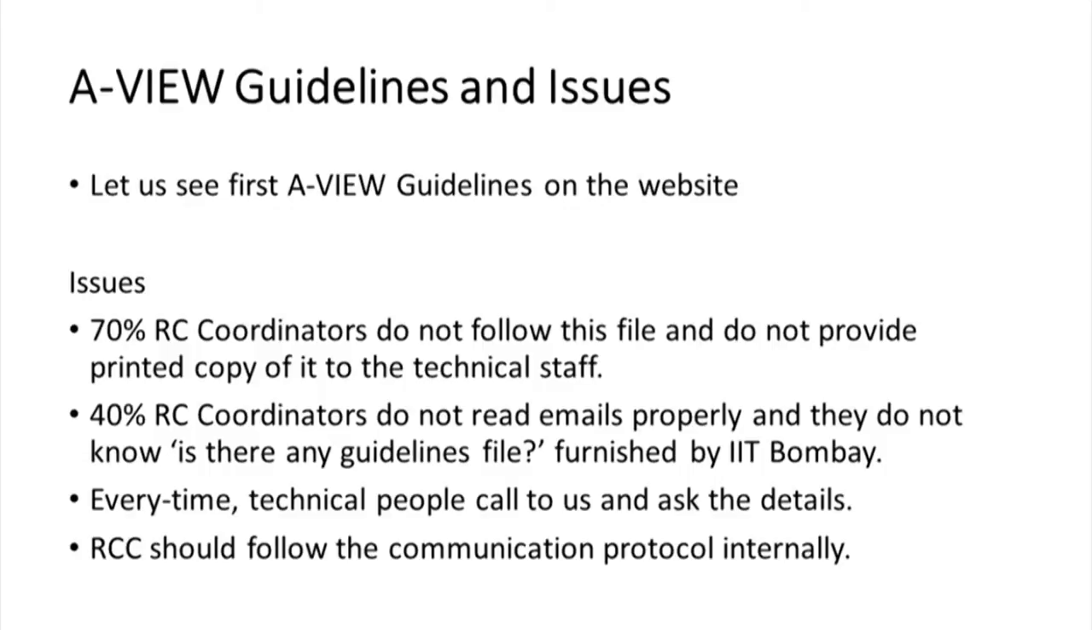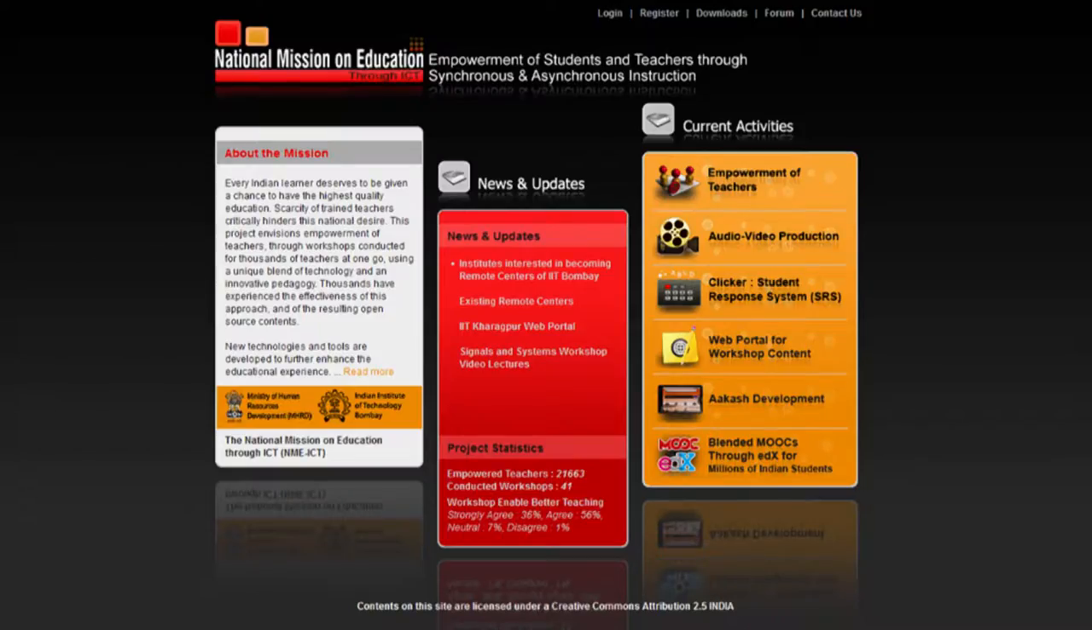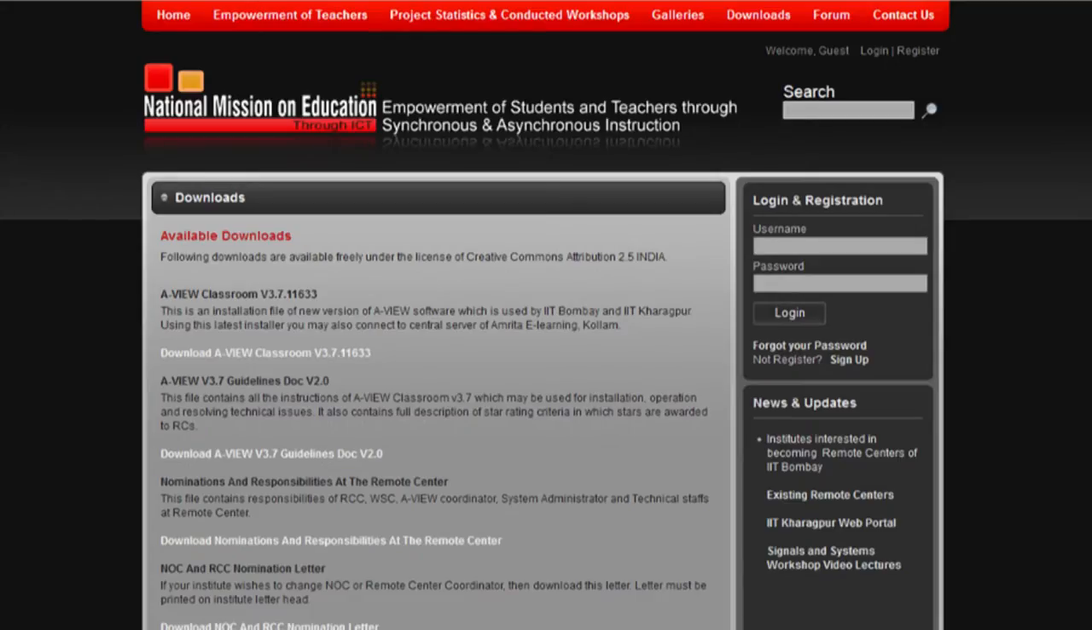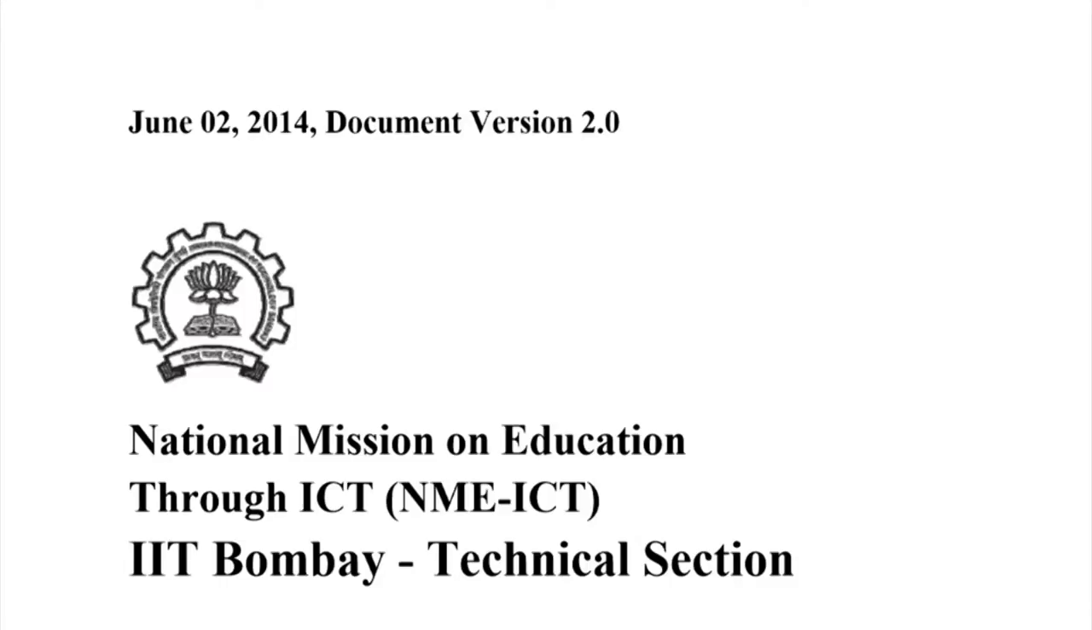First, we will see the guidelines. It is already on our website. Prior to the workshop, we send the same guidelines file as an attachment to all the center coordinators. This is the portal which we are using, and here there is a downloads section. Here you can see the link of the AVU, as well as the guidelines file. We try to cover all the issues, the installation procedure, and operational things inside this. This is the first version.